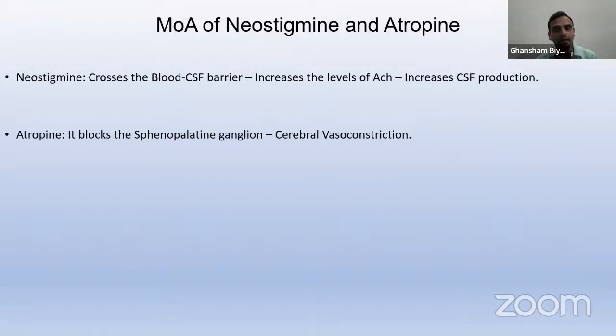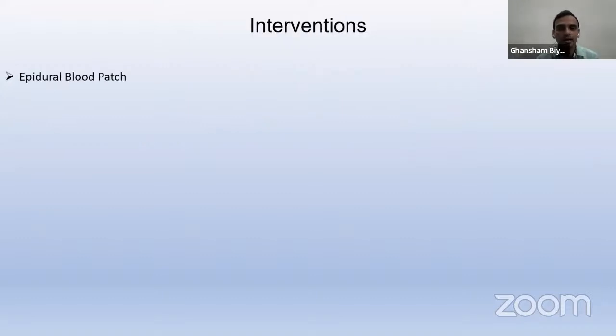Atropine is a tertiary anticholinergic compound. So it is a parasympathetic inhibitor. By acting on the sphenopalatine ganglion, which is a parasympathetic ganglion, it is going to cause increased sympathetic activity. Sympathetic activity is going to cause cerebral vasoconstriction. So as we discussed in the etiology, cerebral vasodilatation is a cause for PDPH. So by causing cerebral vasoconstriction, it is going to take the headache away. So that was the pharmacological intervention.